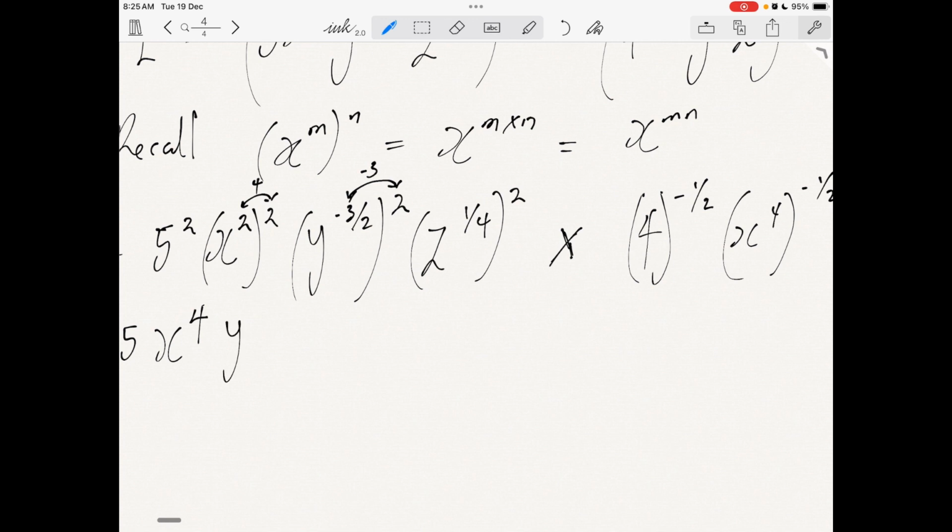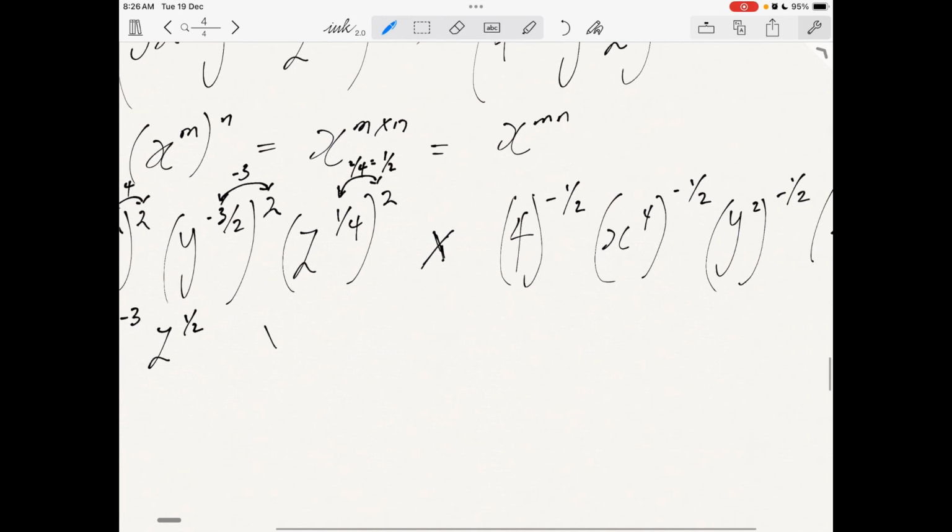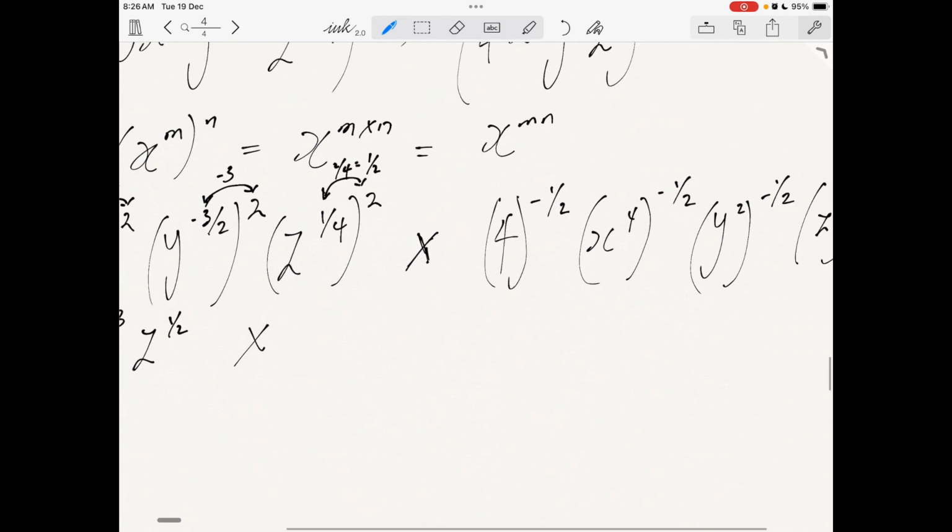So we have y raised to power minus 3, and 1 over 4 multiplied by 2 gives us 2 over 4, and that will be equivalent to 1 over 2. So that's z raised to power what? 1 over 2, multiplied by 4 raised to power minus half. We will come back to this.